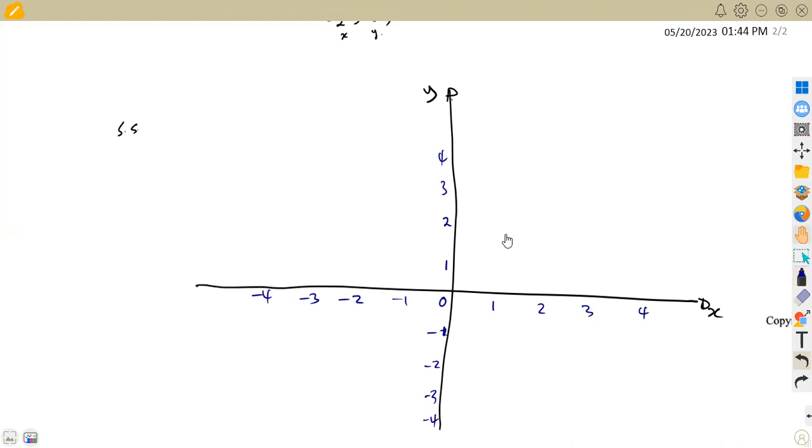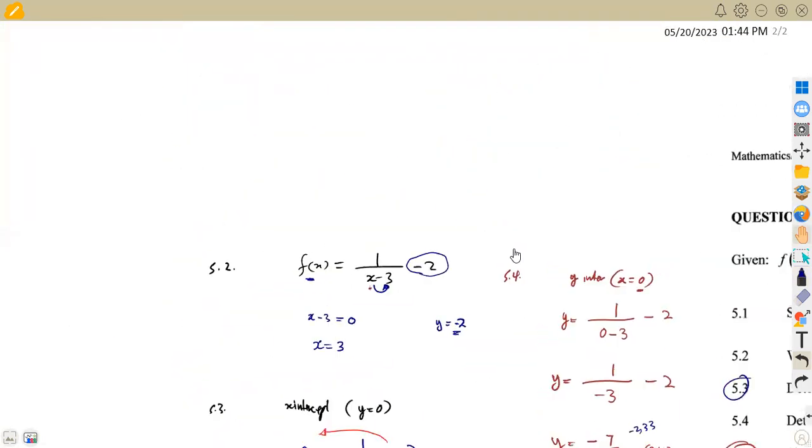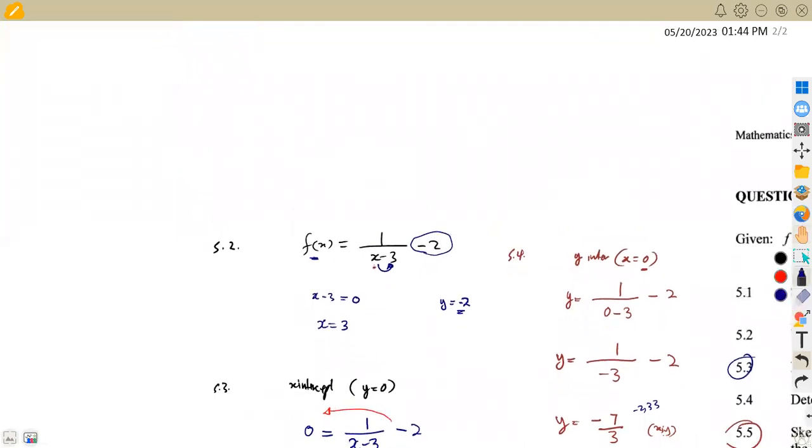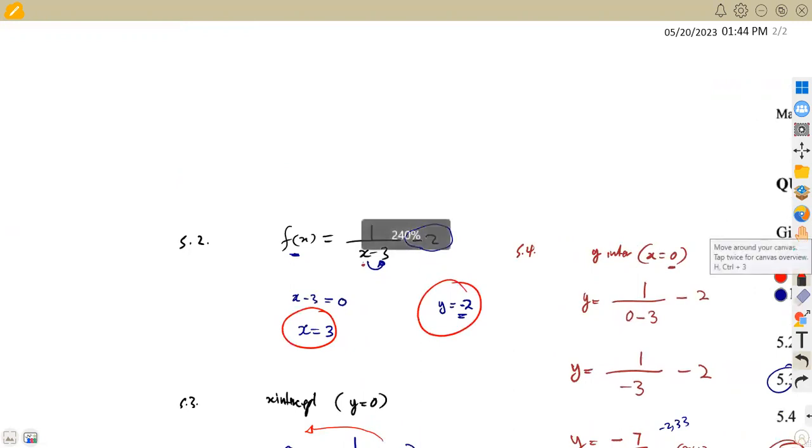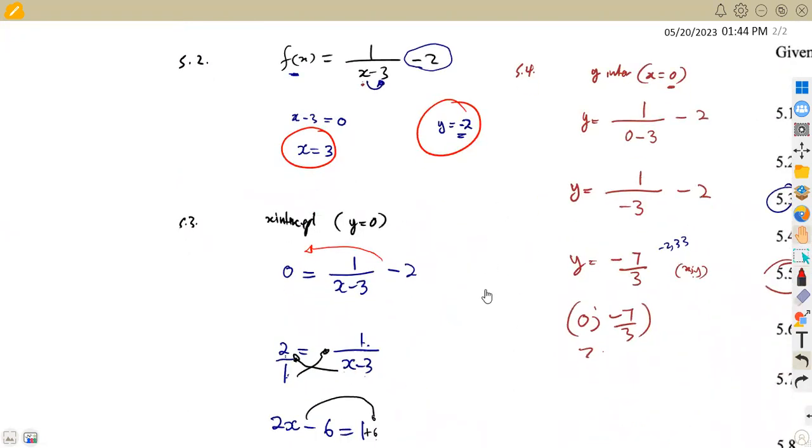All right, so let's start with the asymptotes. That's the first thing that you're supposed to indicate whenever you're dealing with a hyperbola. The asymptotes are at x is equal to 3 and y is equal to negative 2 in this case. So x is equal to 3 and y is equal to negative 2.